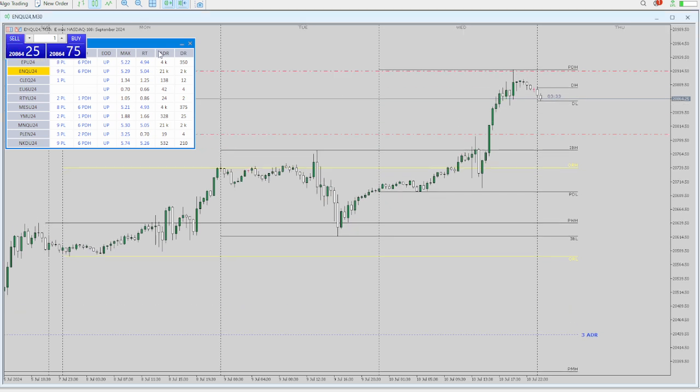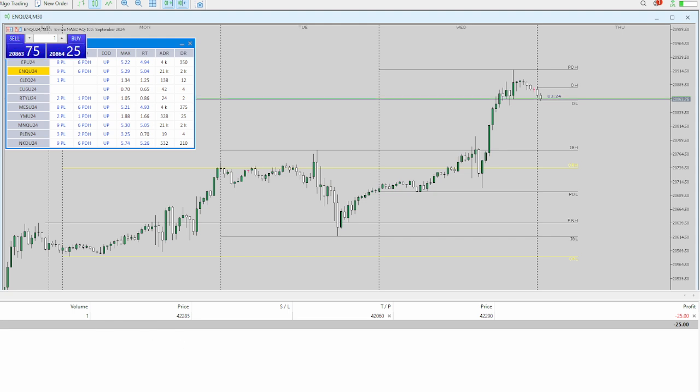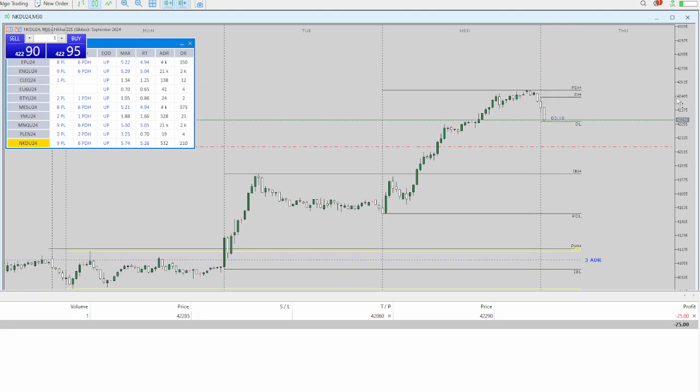Now there's one thing I haven't tried. If I hit the buy button to get out, boom, there we go. Took me out. I'm currently in the Nikkei. I went short here. All right, so let me go ahead and put my SL.